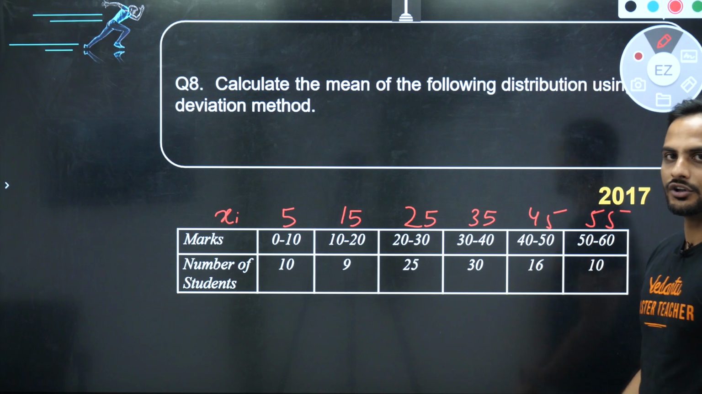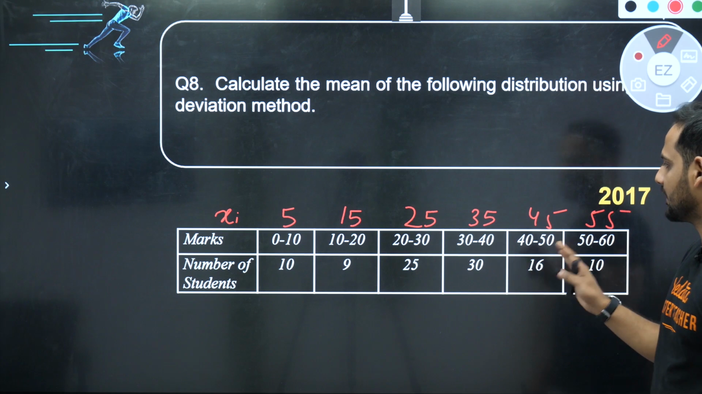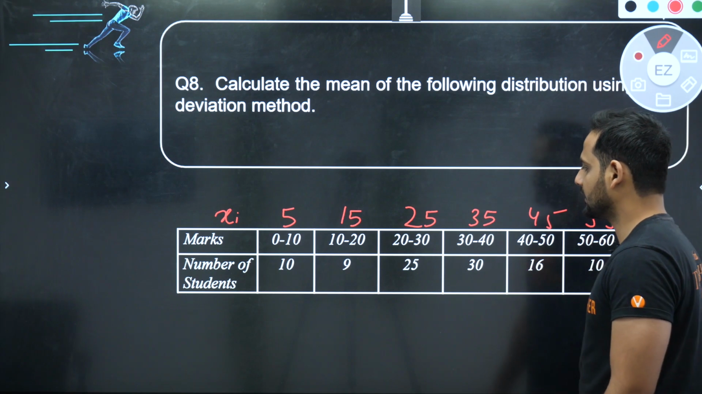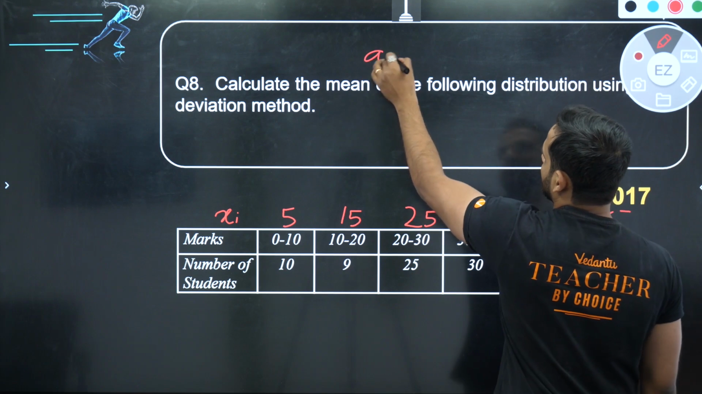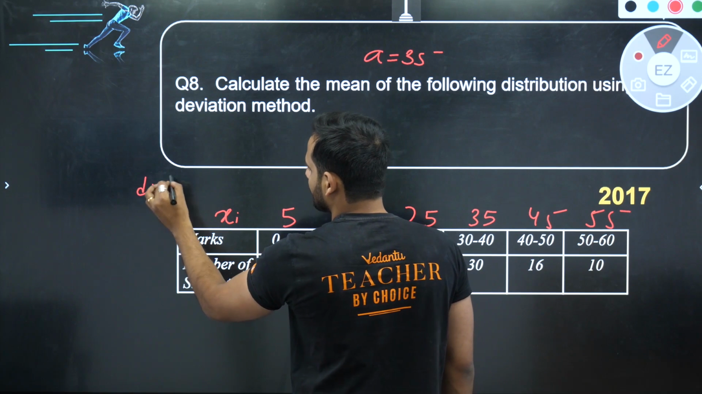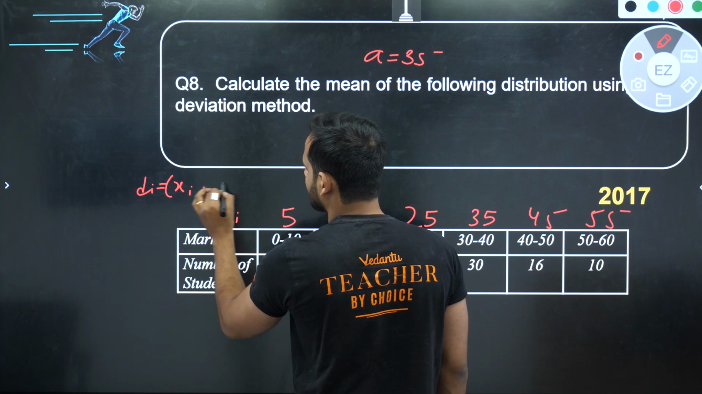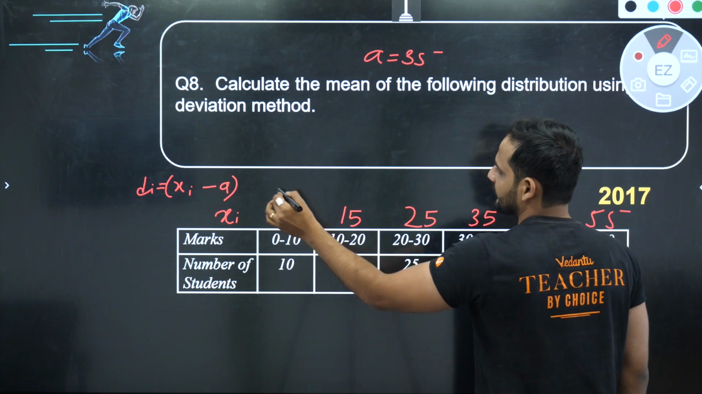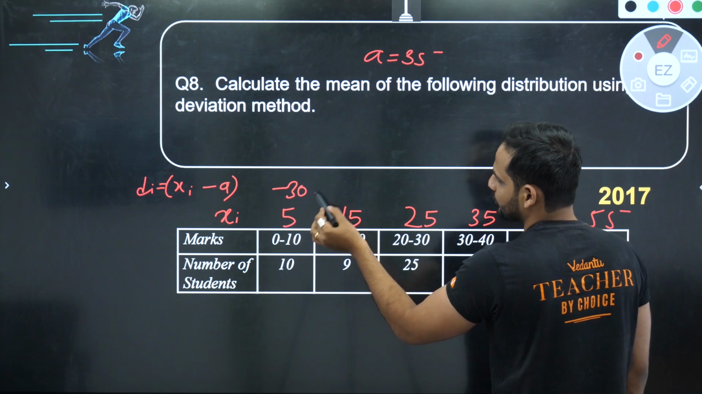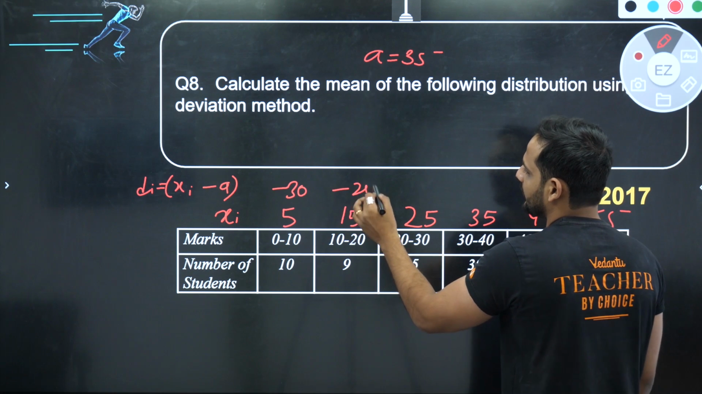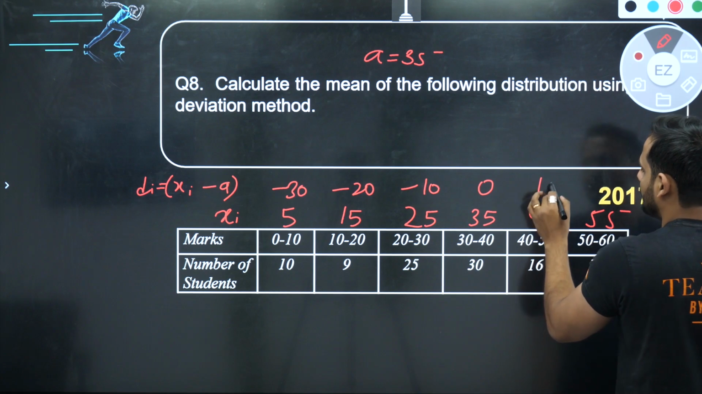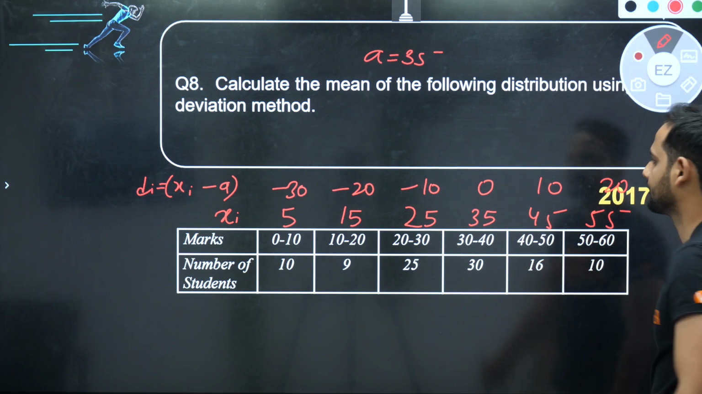Now you can take any one middle value as the assumed mean. Suppose I take this 35 as a, let's say a is equal to 35. So my value of di, which is equal to xi minus a: 5 minus 35 is minus 30, 15 minus 35 will be minus 20, 25 minus 35 is minus 10, 0, 10 and 20.